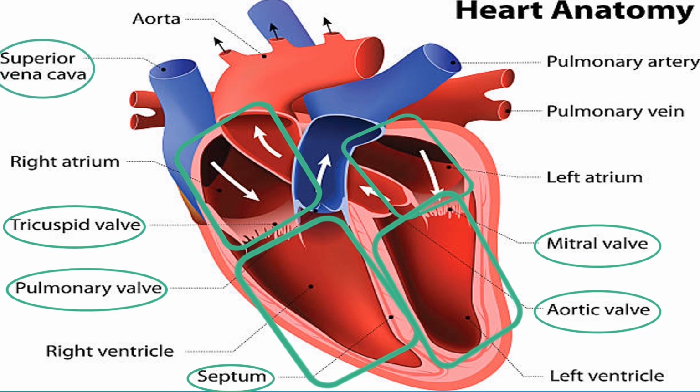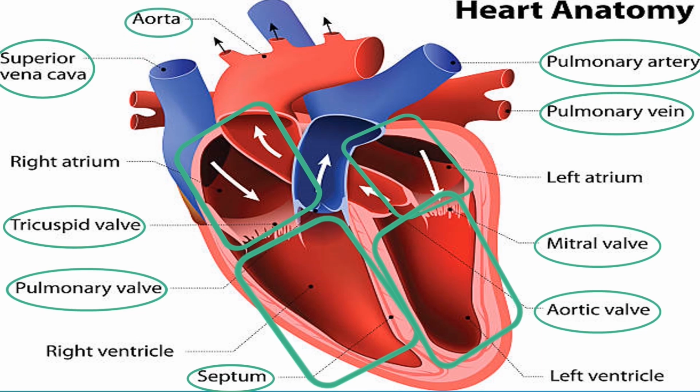The superior vena cava brings blood from the upper part of the body to the right atrium. And we also have the inferior vena cava, which brings blood from the lower part of the body to the right atrium. The pulmonary artery originates from the right ventricle and carries blood from the right ventricle to the lungs to receive oxygen. The pulmonary veins bring blood to the left atrium from the lungs. The aorta originates from the left ventricle and delivers oxygenated blood to the entire body.